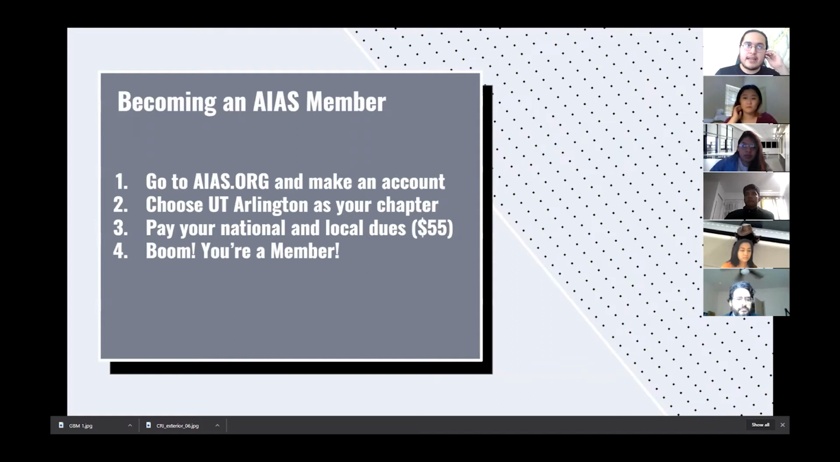And after you do that, next step is to pay your local and national dues. This year, our board made a decision to try to alleviate financial costs as much as we can. So we bumped our dues down from $60 before to now $55. And after you pay those dues, you're a member.